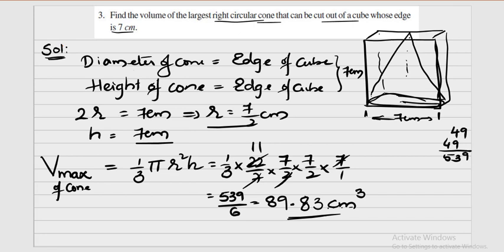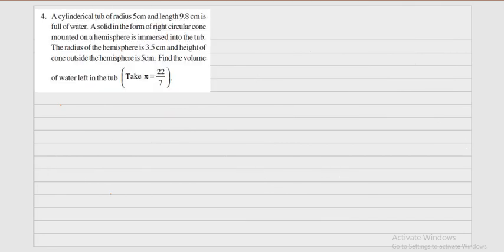Let's move on to one more question. He has given question number 4: a cylindrical tub of radius 5 centimeters and length 9.8 centimeters is full of water. Full of water means it is filled with water up to the brim. Next, a solid in the form of a right circular cone mounted on a hemisphere is immersed into the tub.